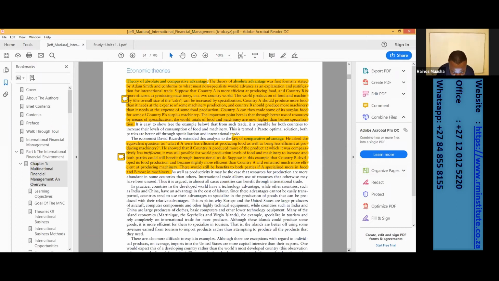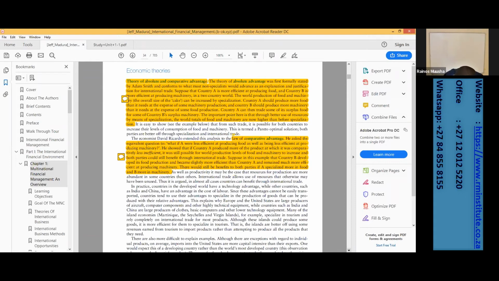In the next paragraph, they also look at the theory of comparative advantage, and here they say the economist David Ricardo extended this analysis to the law of comparative advantage. He asked the equivalent question: what if A were less efficient at producing food as well as less efficient at producing machinery? He showed that if A produced more of the product at which it was comparatively less inefficient, it was still possible for world production of food and machinery to increase, and both parties could still benefit through international trade.